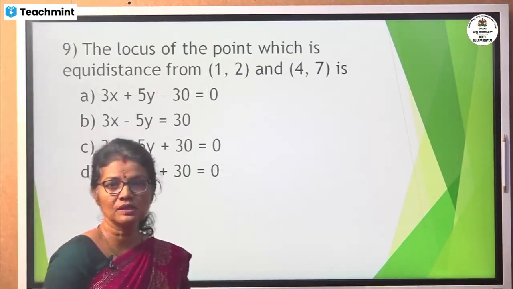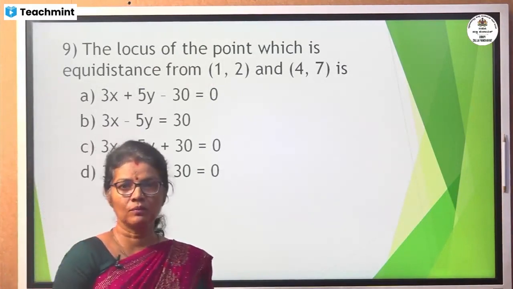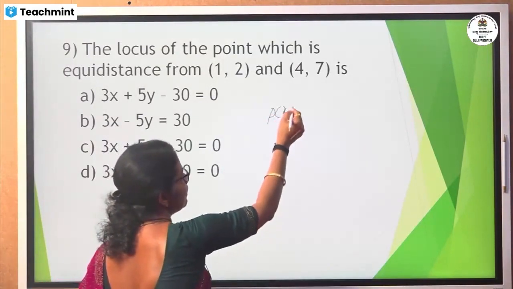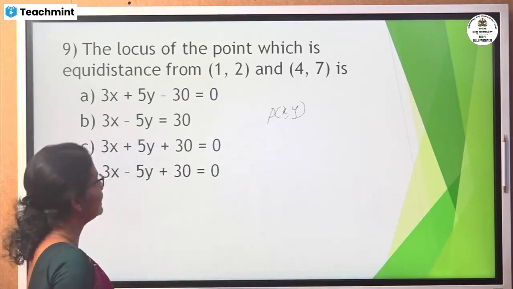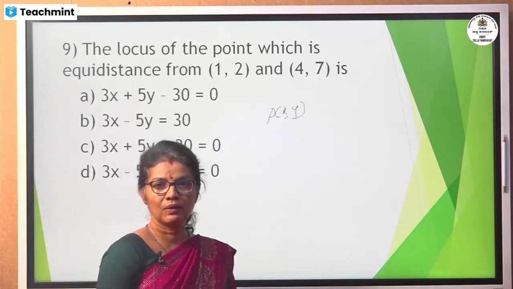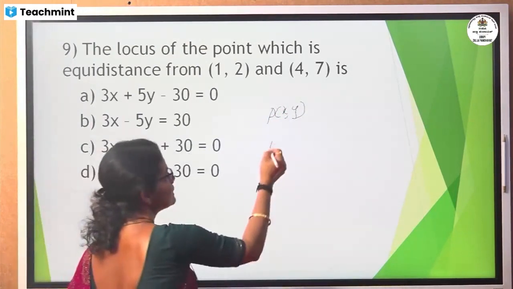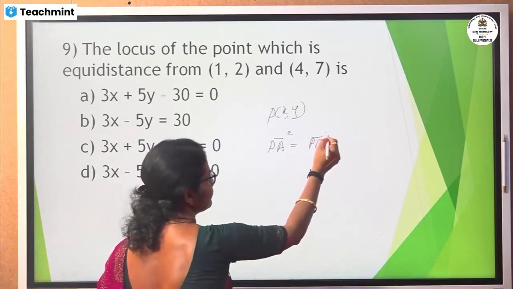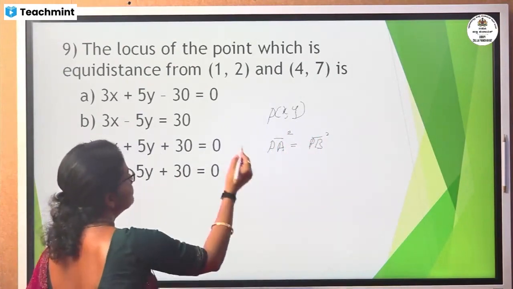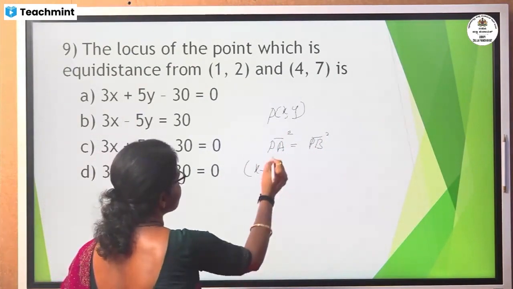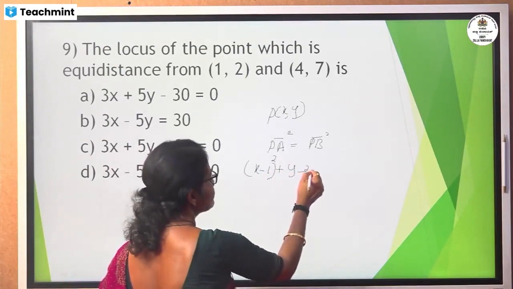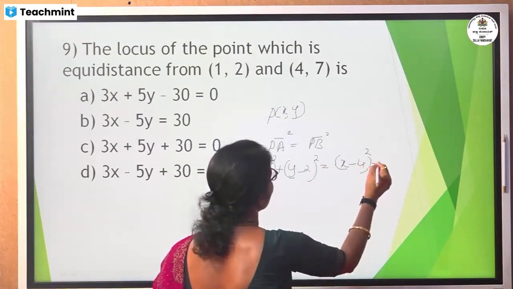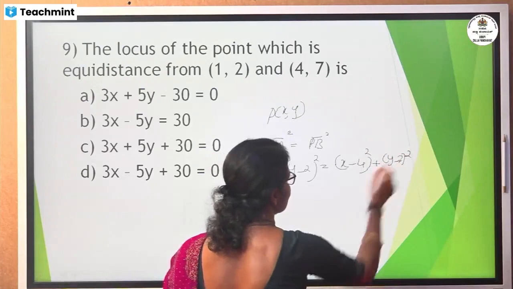Next question. The locus of the point which is equidistant from (1, 2) and (4, 7) is. Now we'll consider the locus of the point. That point is considered to be P(x, y). According to the statement, it is equidistant from (1, 2) and (4, 7). So PA equals PB, or you can consider PA square equal to PB square. Use the distance formula. (x minus 1) the whole square plus (y minus 2) the whole square equals, on the right side, (x minus 4) the whole square plus (y minus 7) the whole square.